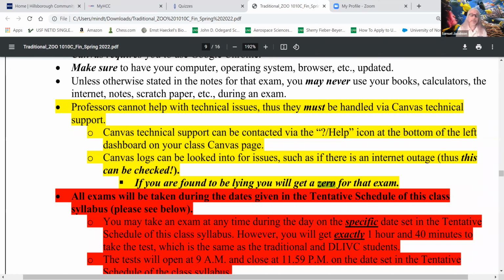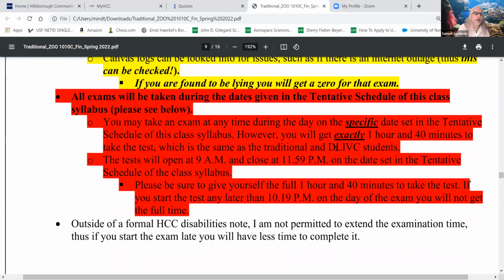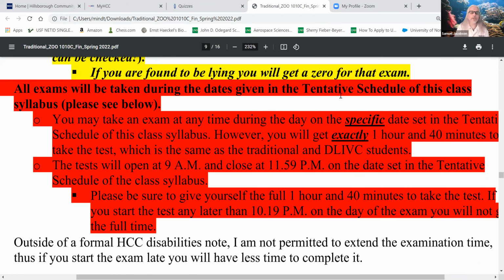Don't play games. Now, if something is outside of your control, I'll work with you. If Canvas is legitimately having an issue, I will work with you. It has happened before. Welcome to technology. But it better be legitimate. All right, so exams will be taken as noted in the tentative schedule. I'll show you that when we get there.